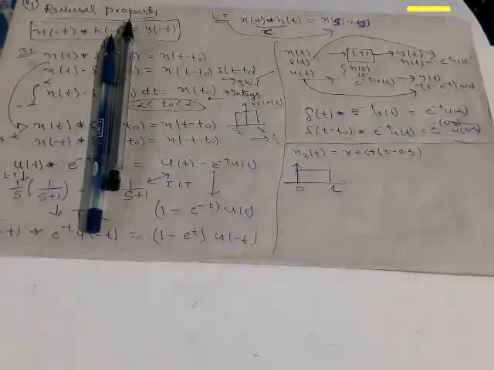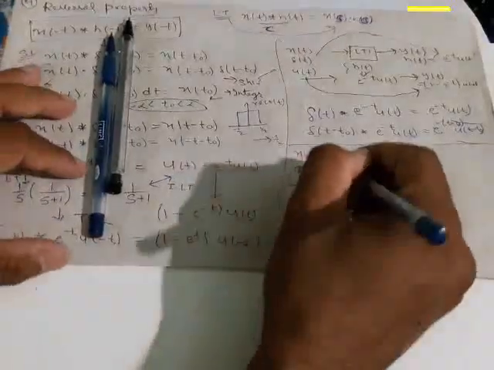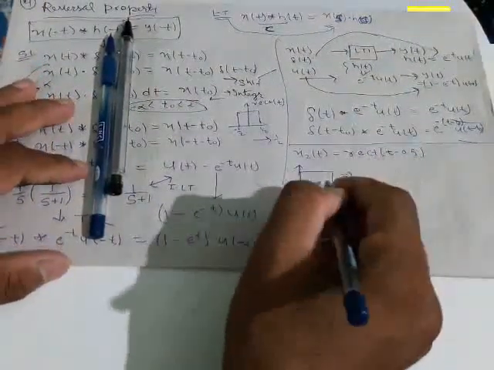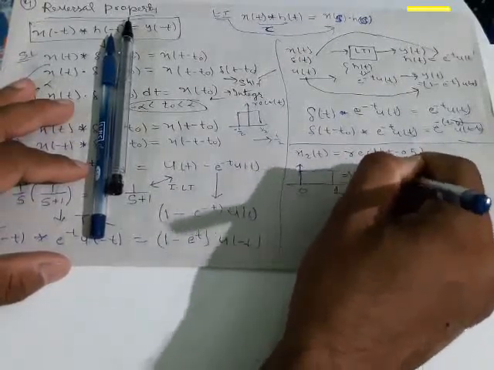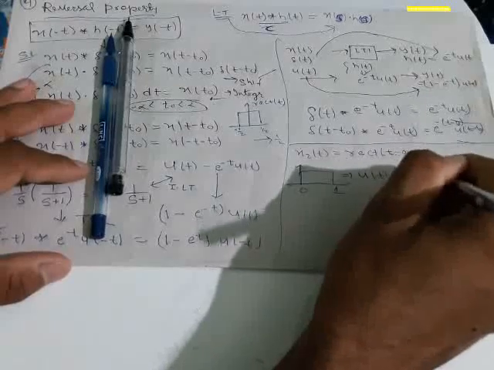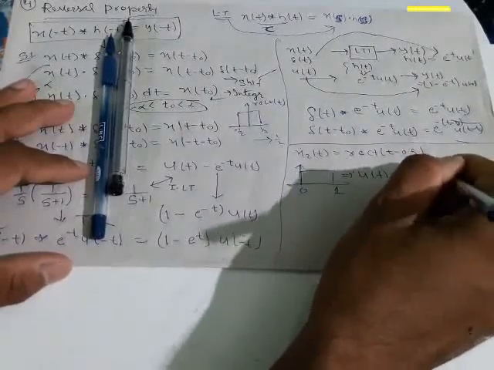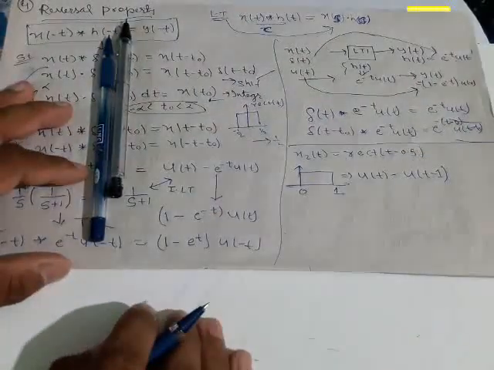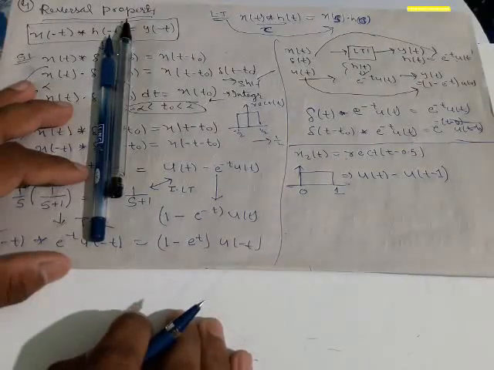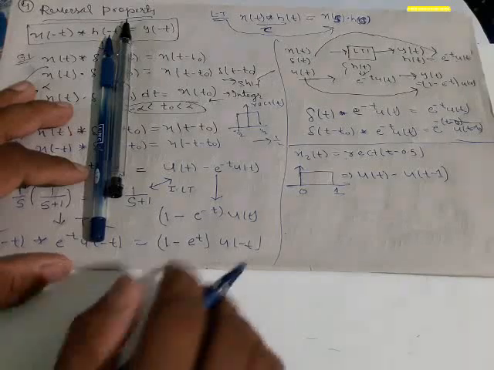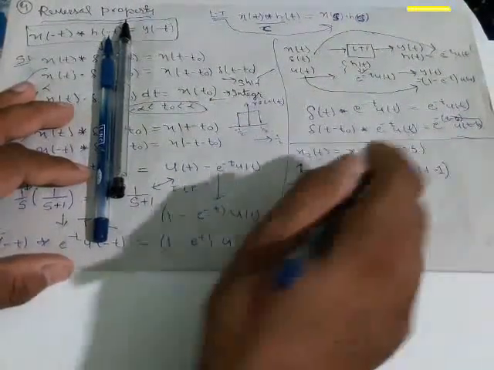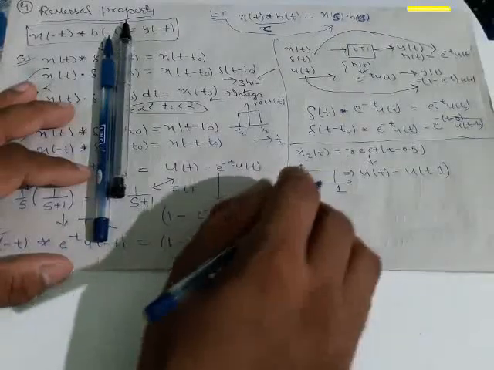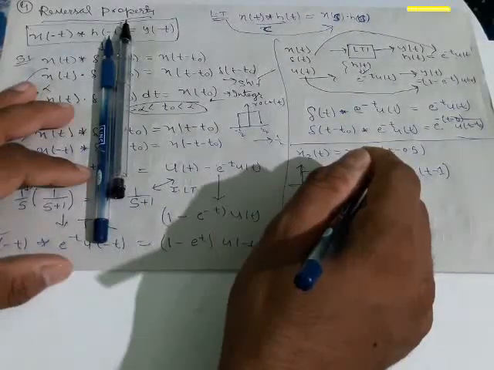If we give this input x of t having an area of Ax, and the system h of t having an area of Ah, then y of t has an area of Ay, which is nothing but Ax into Ah. For example, if y of t equals the integration of x of tau into h of t minus tau d tau.